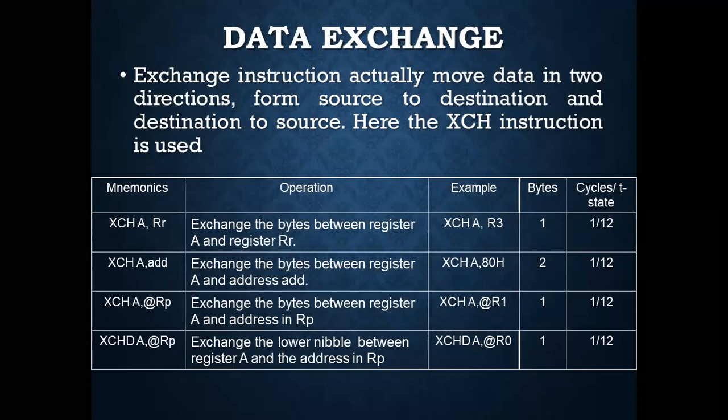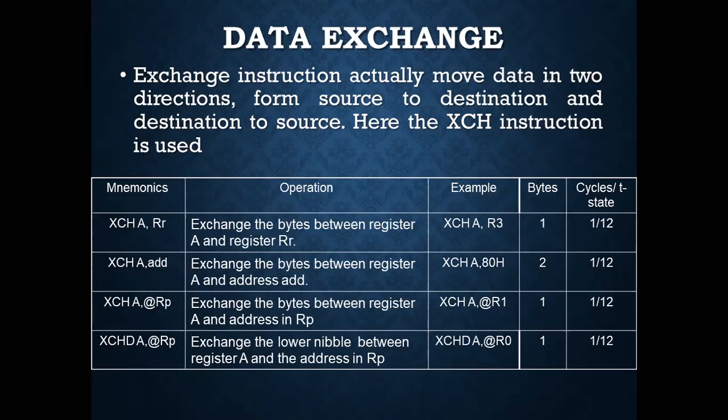In the first example, the first mnemonic is XCH A, Rn. This is a very simple instruction. For example, XCH A, R3 means the content of A and the content of R3 are exchanged. Whatever data is in the A register and whatever data is in the R3 register will be exchanged. After the execution of this instruction, the content of the A register is moved into the R3 register, and the content of the R3 register is moved to the A register.